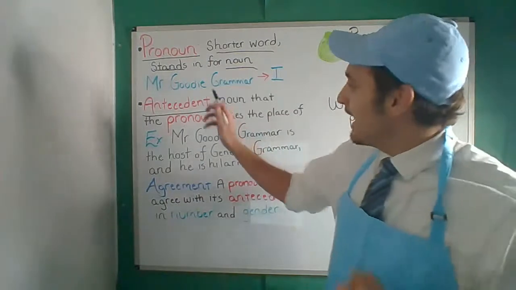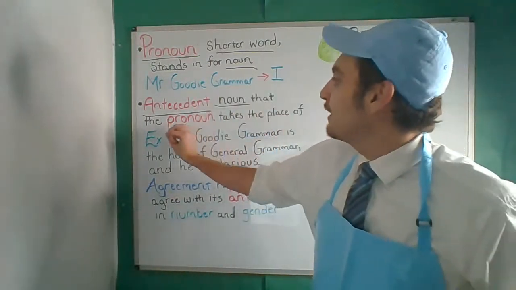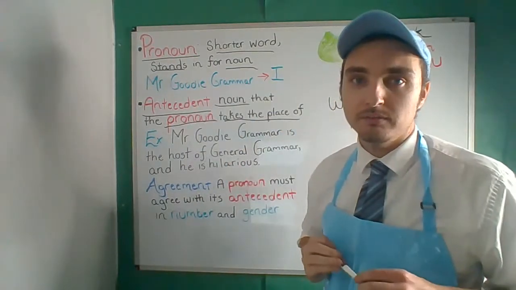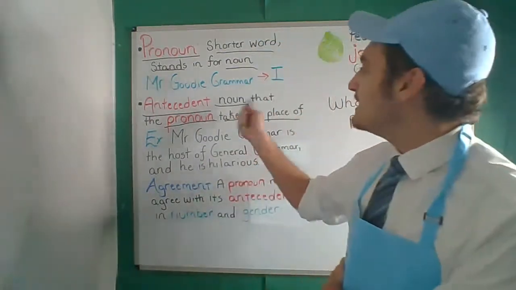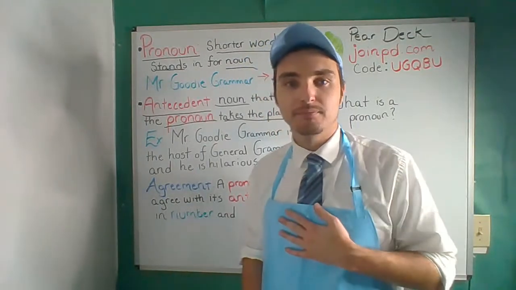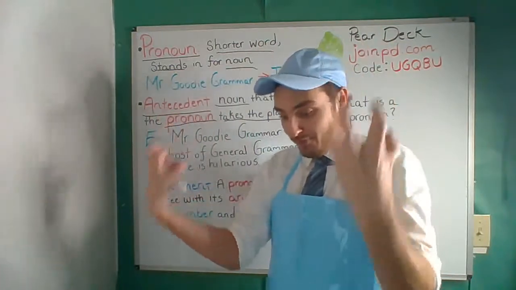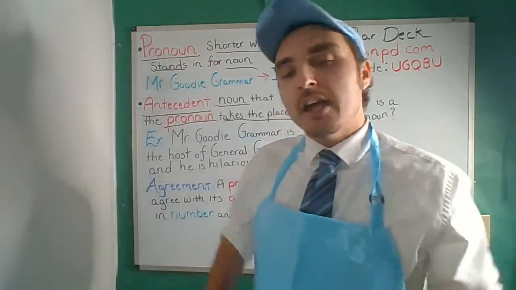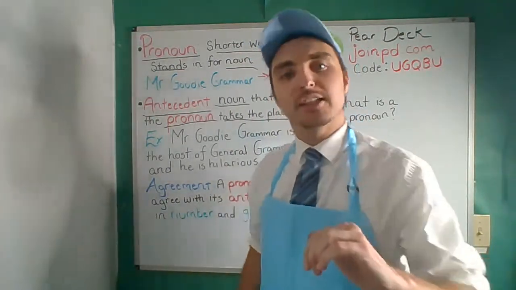In essence, an antecedent is a noun that the pronoun takes the place of. That's all it is. It's just a fancy word for the noun that the pronoun takes the place of. And you were thinking it's going to be some deep, dark, intense, existential word. Nope. Let's go ahead and jump into some examples so we can kind of practice this a little bit more.